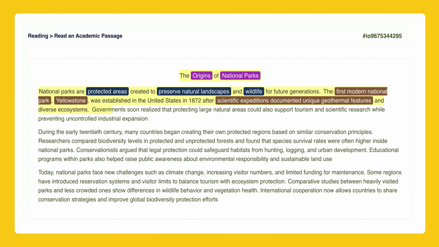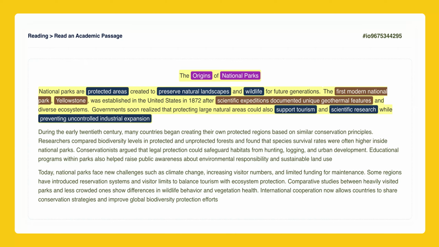Governments soon realized that protecting large natural areas could also support tourism and scientific research while preventing uncontrolled industrial expansion. This sentence expands on the benefits of national parks. Besides protection, governments saw they could support tourism and scientific research. Crucially, it mentions what the parks help avoid, preventing uncontrolled industrial expansion. This contrast between nature preservation and industrial growth is a key concept to remember.